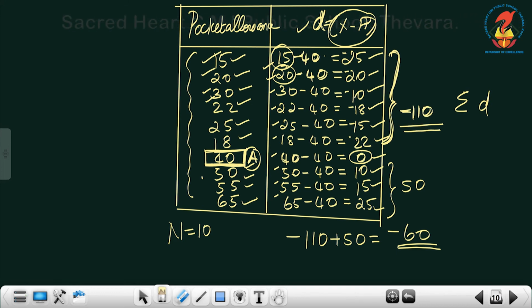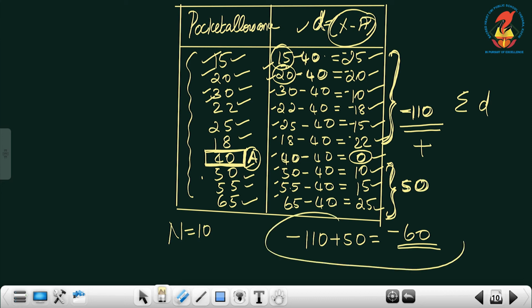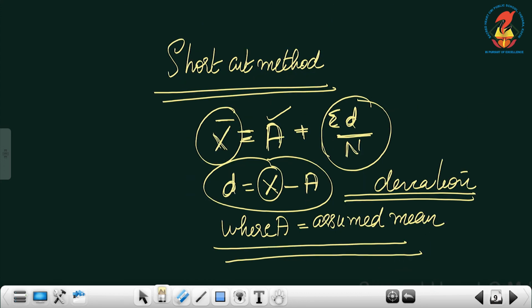Now, after this, all the values are positive: 50 minus 40, 55 minus 40, 65 minus 40. The values are 10, 15, 25. If you add those together, you will get 50. So, minus 110 plus 50, that is sigma d, you will get minus 60. So, sigma d is minus 60.